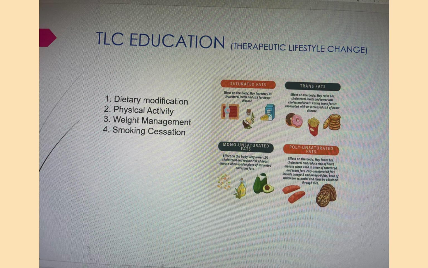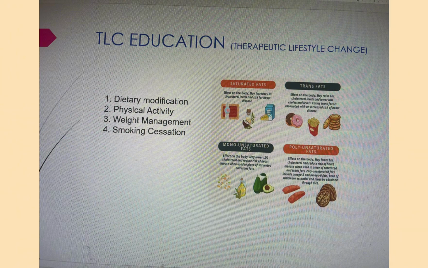Next, physical activity. Encourage patients to do more physical activity. The American Heart Association suggests adults should have 150 minutes of moderate intensity aerobic exercise like brisk walking, cycling, swimming, or dancing, and 75 minutes of vigorous intensity activity like running, playing sports, or gym. That increases endothelial function, reduces inflammation, and prevents thrombosis. So educate the patients about that.